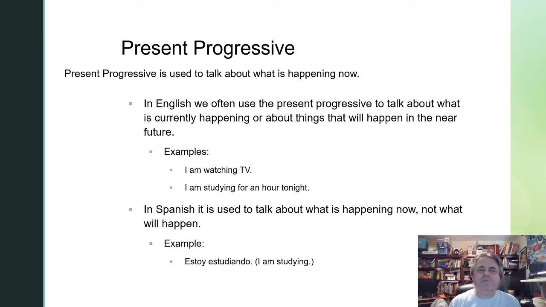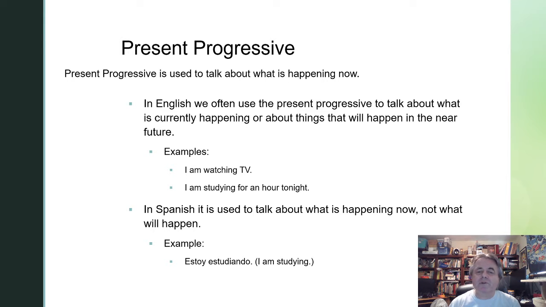In English, present progressive is used to talk about what's happening now, but also in English, we tend to use it to talk about what is going to be happening soon. I've got a couple of examples here. I am watching TV, that would be happening now, or I am studying for an hour tonight. You notice I'm not actually studying right now, I'm saying what's going to be happening soon. And so in English, that's perfectly fine to use the present progressive for that.